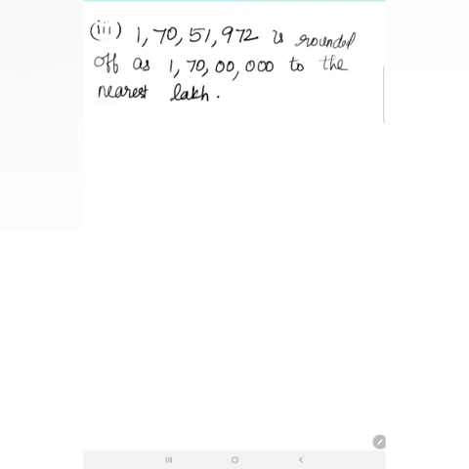So 1 crore 70 lakhs 51,972 is rounded off as 1 crore 70 lakhs to the nearest lakh. Is this true? No. This is false. Lakhs means here you have to take it as 1 crore 70 lakhs 51,972. How will you write it as 1 crore 70 lakhs?